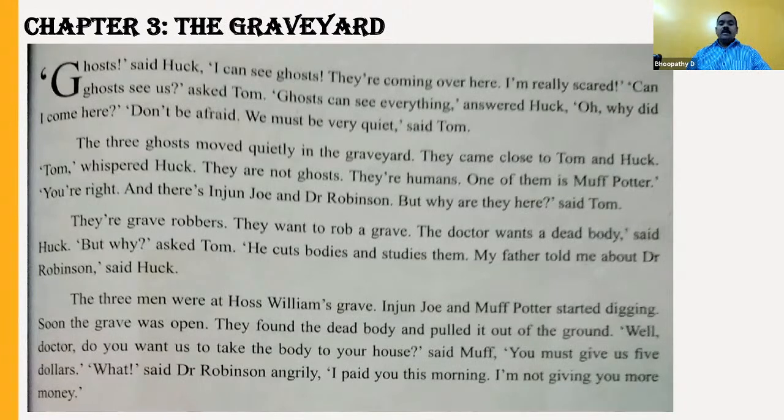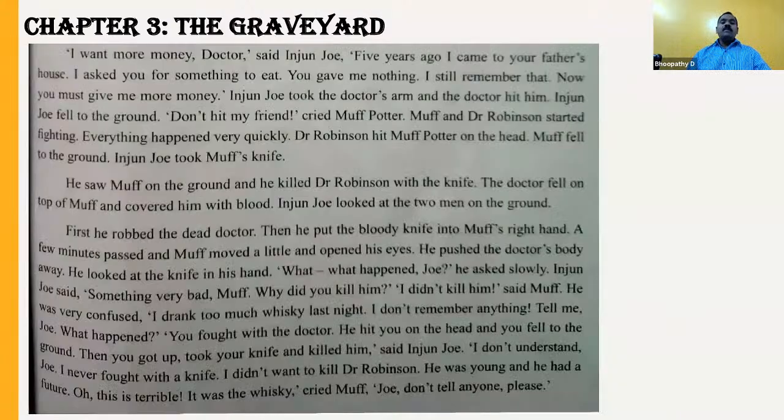But suddenly, they opened the grave, and they found the dead body of Hoss Williams. They were about to take the dead body. At the time, Muff demanded extra money to bring the dead body to the house of the doctor. Injun Joe also demanded the same. So a light conflict started among the three. Suddenly, the doctor hit Muff Potter. Muff Potter fell fainted.